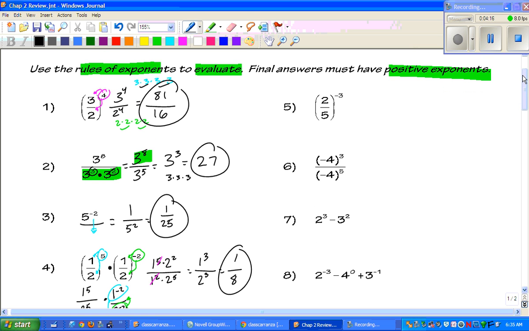All right, number 5. First thing you need to do is distribute that. So you get 2 to the negative 3rd over 5 to the negative 3rd. If the exponent's negative, drop it like it's hot. If it's already on the bottom, bring it to the top. So you get 5 cubed over 2 cubed. 5 cubed is 5 times 5 times 5, which gives you 125 over 8.